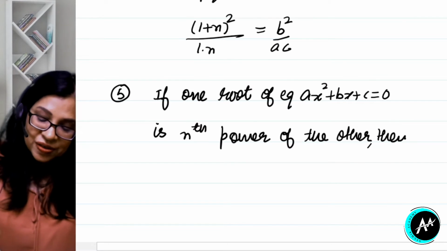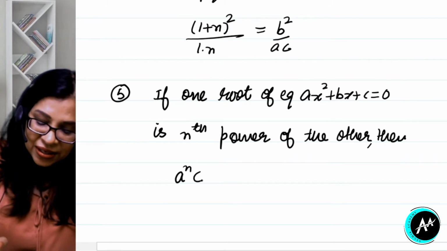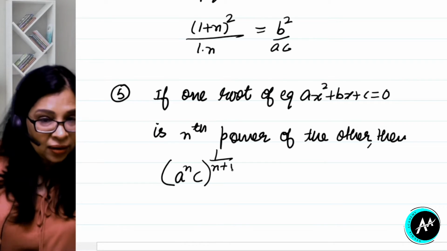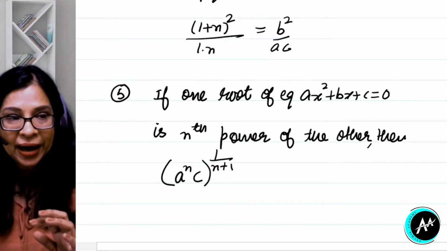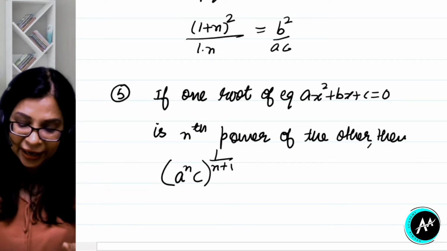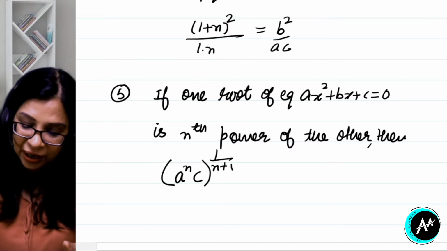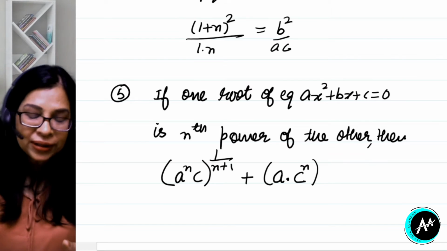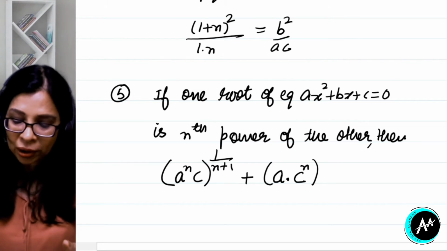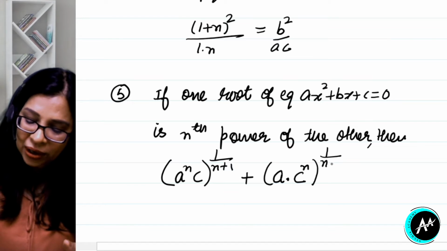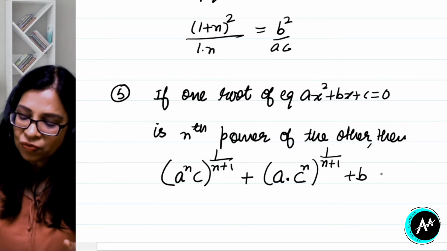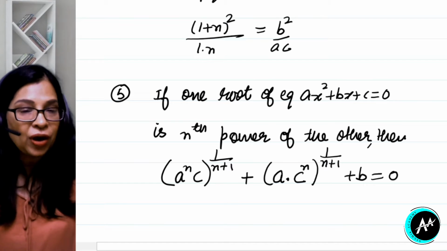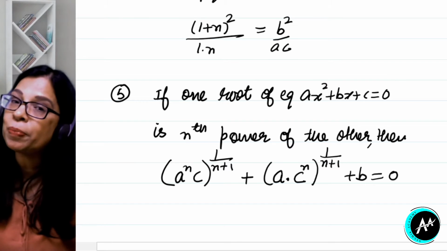Then I have this result: (a^n c)^(1/(n+1)) plus (a c^n)^(1/(n+1)) plus b will be equal to 0. The power inside the first bracket is only on a, raised to power n, into c, whole power 1 upon n plus 1, plus a into c power n. Now in this case the power is only on c, not on a, and whole power 1 upon n plus 1, plus b will be equal to 0. So this is the direct result that we have if one root of the equation is the nth power of the other.